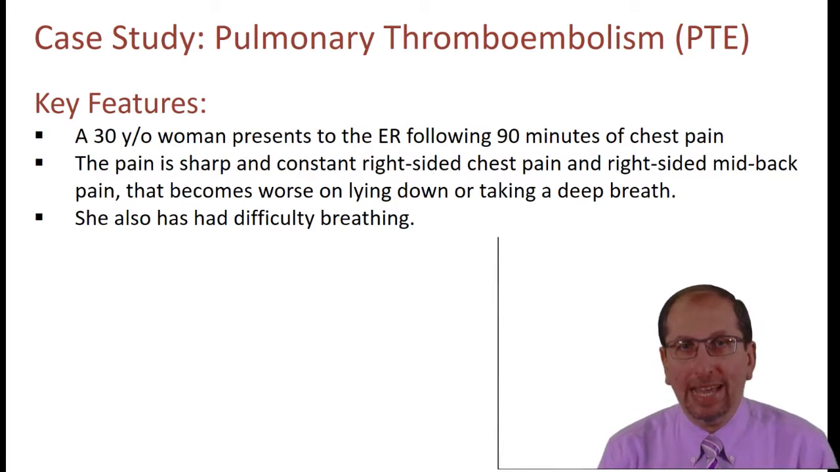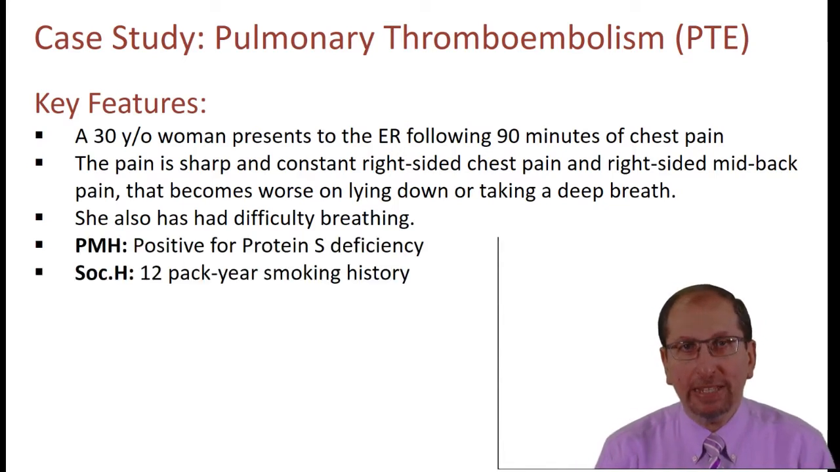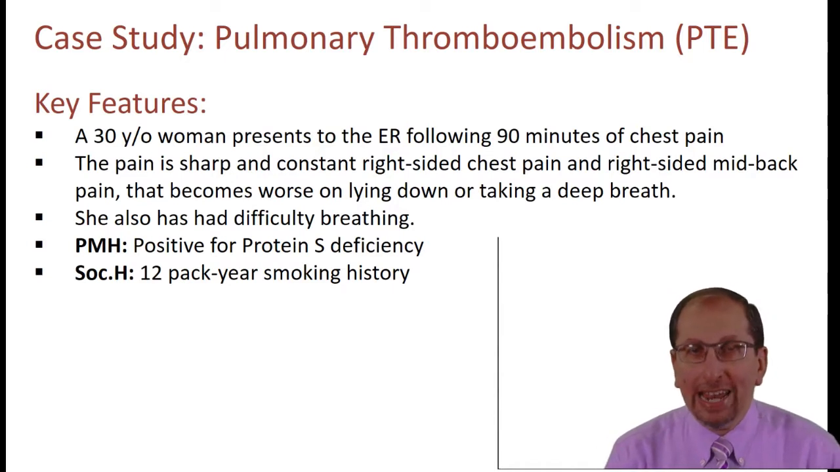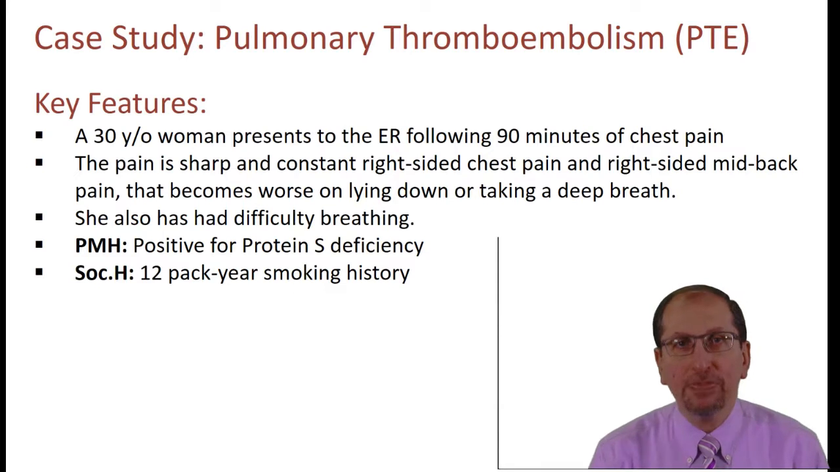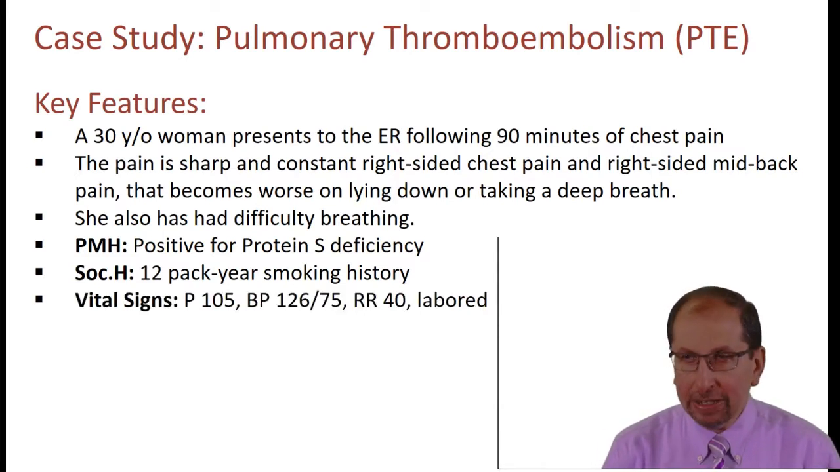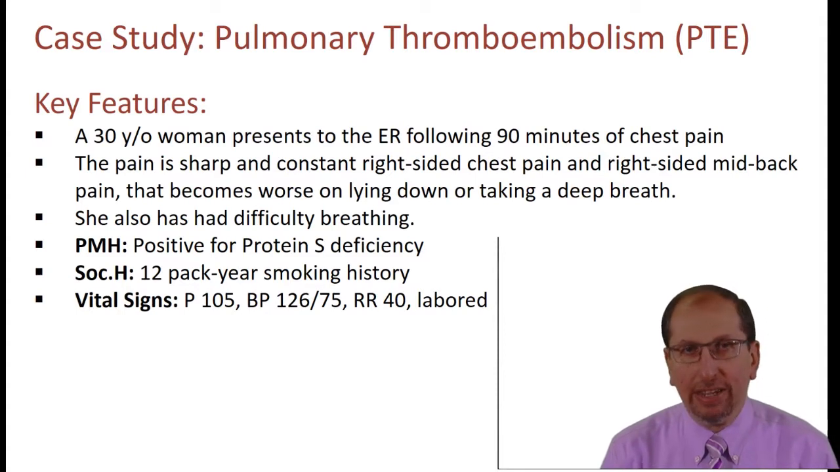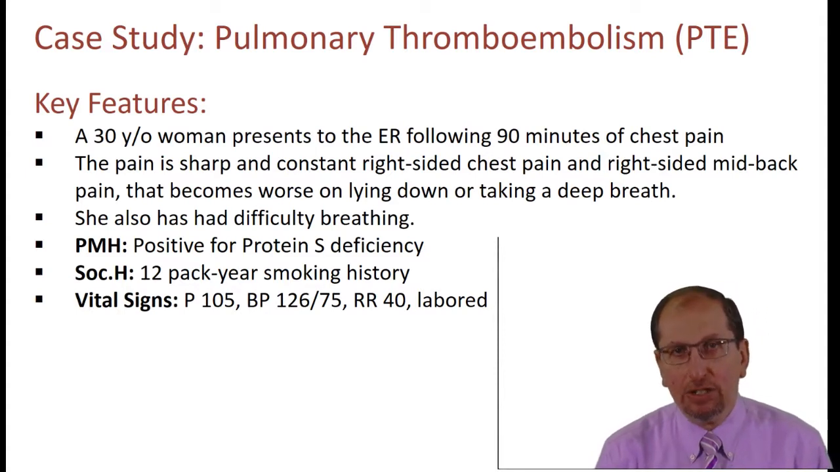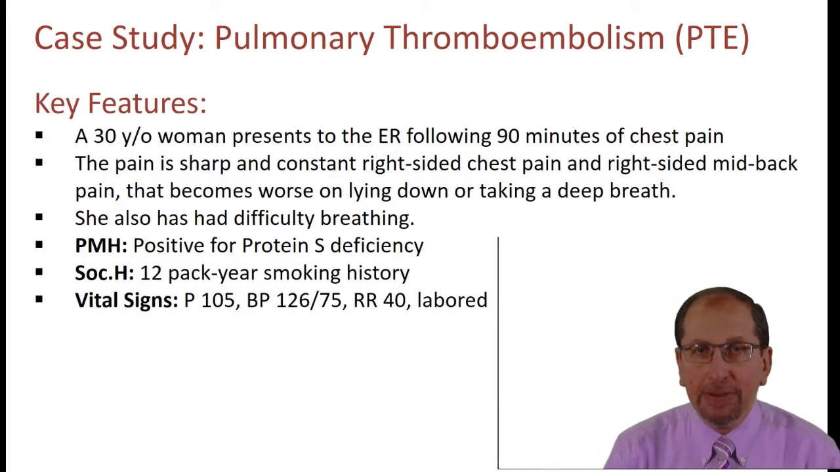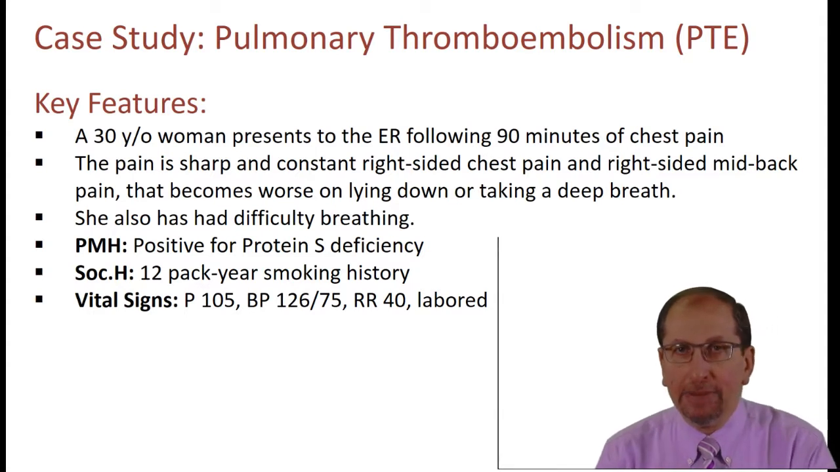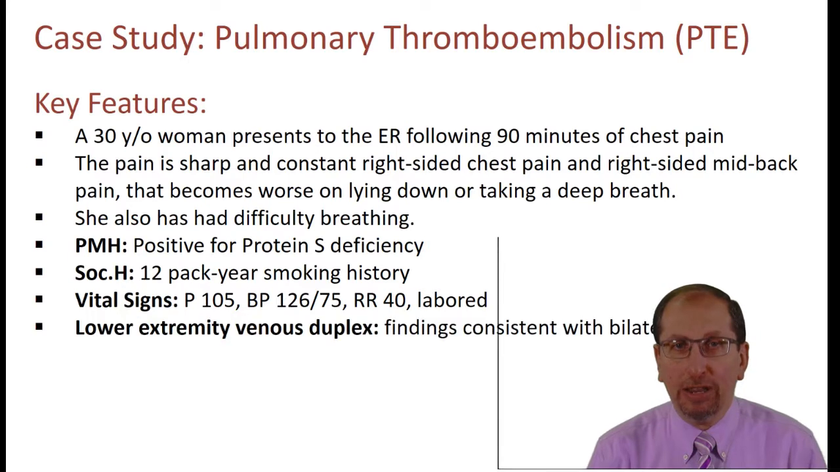She also has had difficulty breathing. Past medical history is positive for protein S deficiency, another thrombophilic risk factor. Social history: 12-pack year smoking history. Her vital signs showed a little bit of tachycardia, pulse 105, blood pressure average, respiratory rate 40, tachypnea and labored breathing. Tachycardia, chest pain, pleuritic chest pain. We should think of pulmonary embolism.